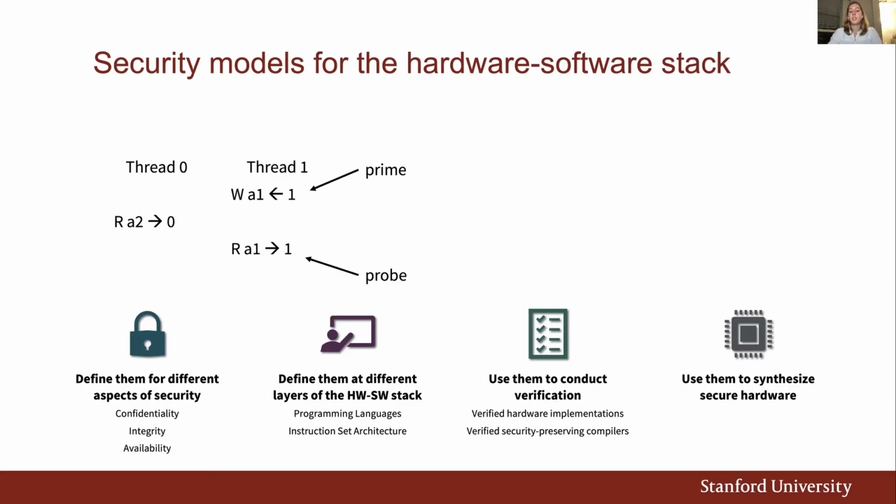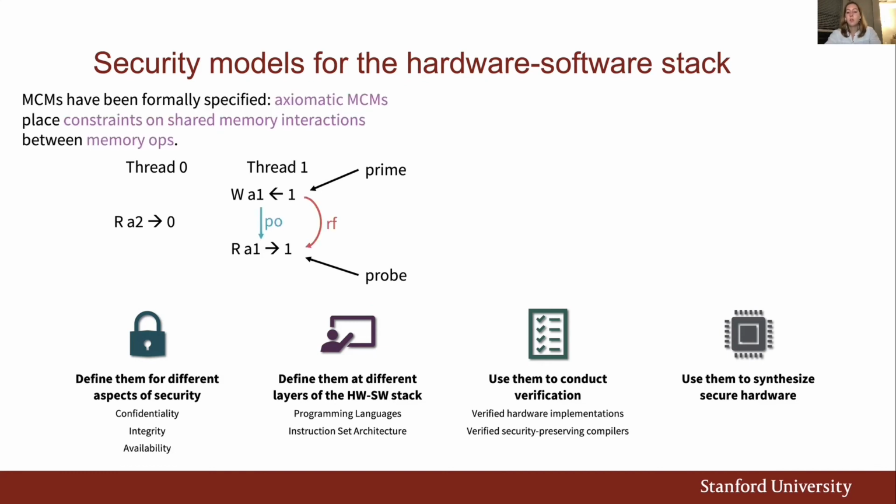The second project involves specifying security models to facilitate formal security reasoning throughout the hardware-software stack. Consider the program on the left-hand side of the slide. This program is a compact representation of a prime and probe cache side channel attack that could be synthesized by CheckMate. Formally specified memory consistency models place constraints on shared memory interactions that can take place between memory operations in a program. For this program, memory model formalisms would establish a reads-from relationship, denoted by the RF edge, between the write of 1 to A1 and the read of 1 that returns the written value. However, there is no apparent interaction between thread 0 and thread 1 from only considering plausible memory consistency model interactions.